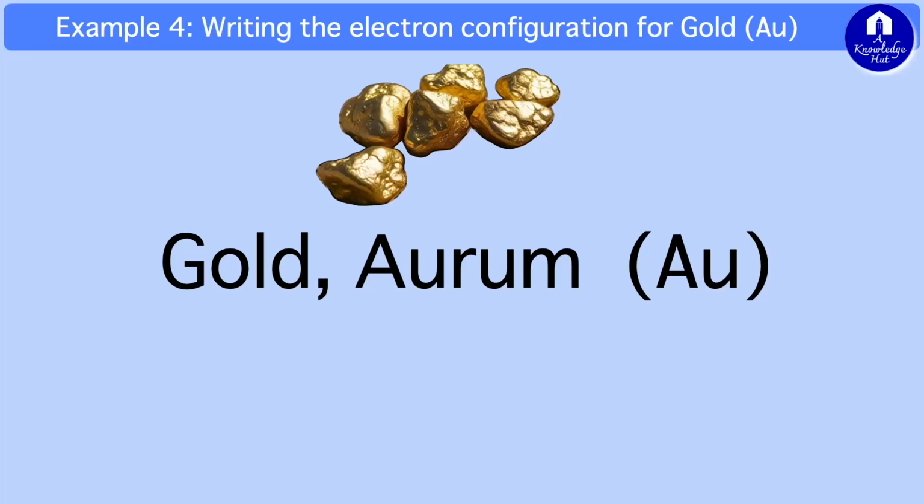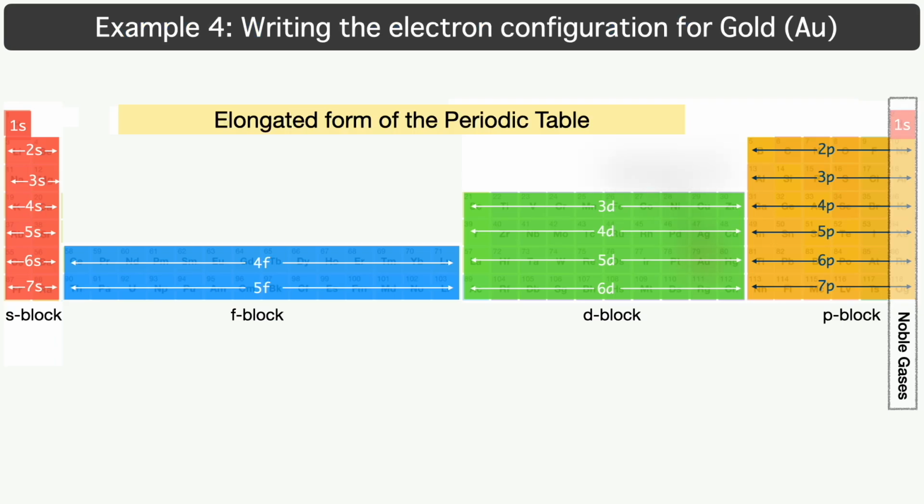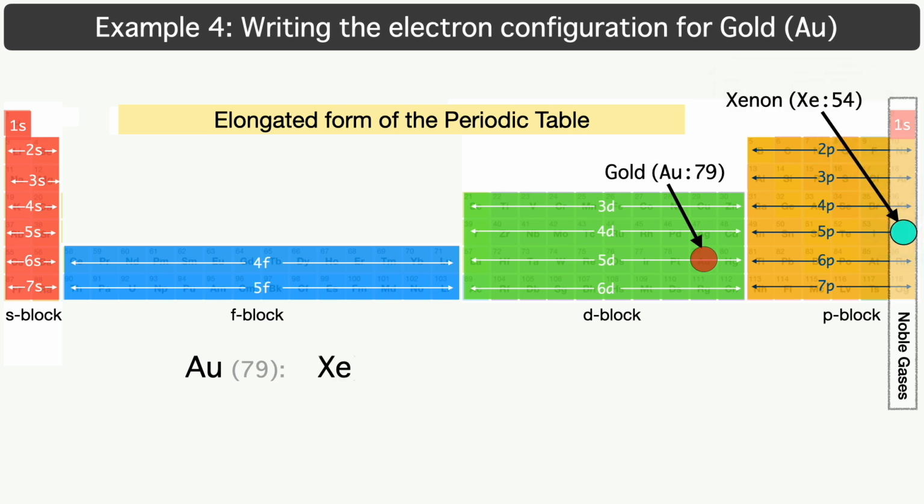Example 4. Writing the electron configuration for gold. For this example, we are going to use the elongated form of the periodic table. First, we locate gold in the periodic table and note down its atomic number, which is 79. The nearest noble gas prior to gold is xenon in the fifth period. Therefore, we begin the configuration with xenon and append to it the configuration for the valence electrons.